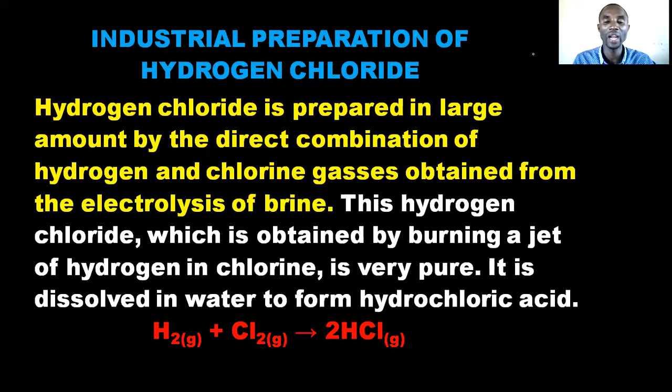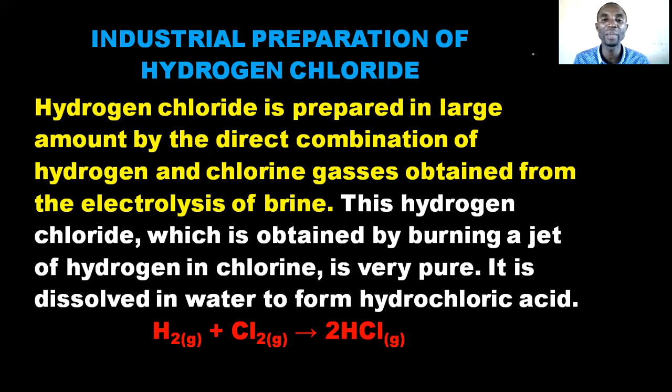Okay, but industrially, it's prepared in a different way, because it's prepared in larger quantity, and they do it in a way that is easier for them, so they can produce it massively. So hydrogen chloride is prepared in large quantity by the direct combination of hydrogen and chlorine gases obtained from the electrolysis of brine. Of course, the two products we get from electrolysis of brine are hydrogen from the cathode and chlorine gas from the anode.